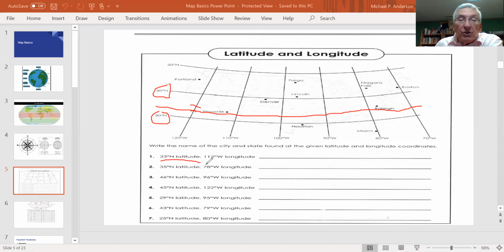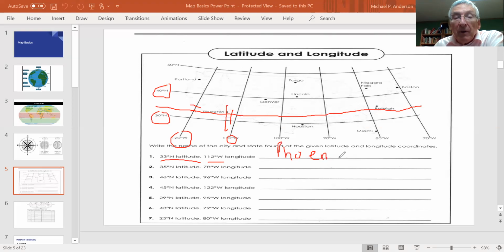Then we look at the longitude. This is 112 degrees longitude. Here's 110 degrees west longitude. Here's 120 degrees west longitude. So we know it's going to be between those two. This says 112, so we have 110, 111, 112, and it looks like Phoenix is what we would find at those coordinates.